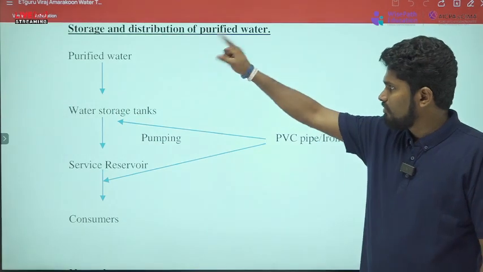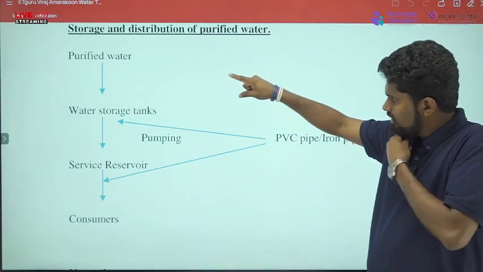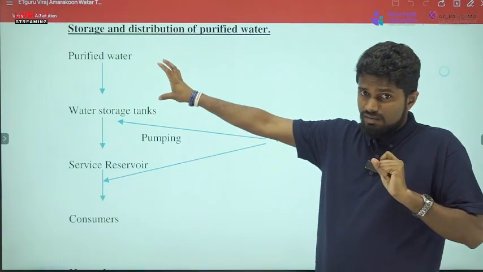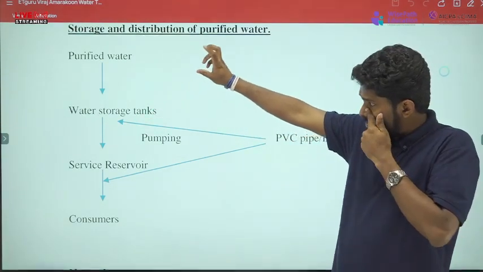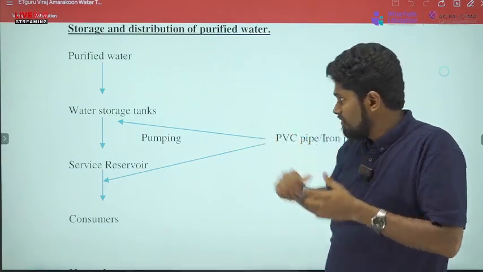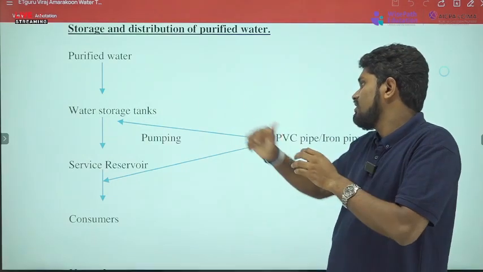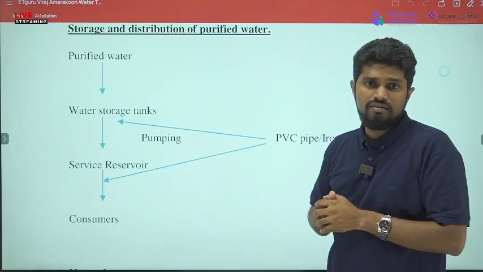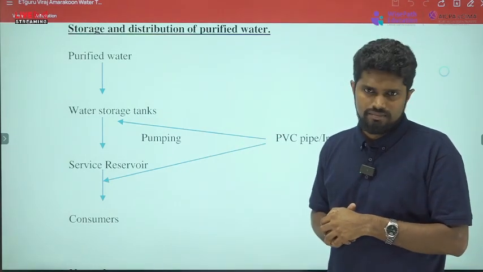Okay? Purified water, water storage tank, and from the water storage tank, son, it means from the water purification plant. In the water purification plant there is this water storage tank. From there to the service receiver, we are pumping using a water pump.